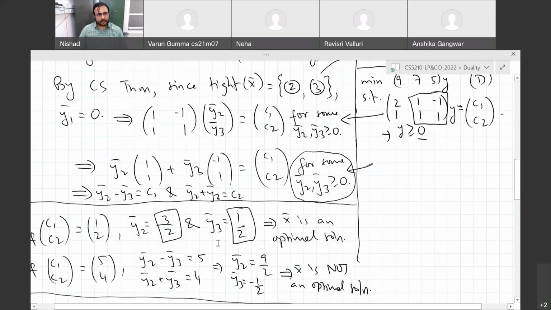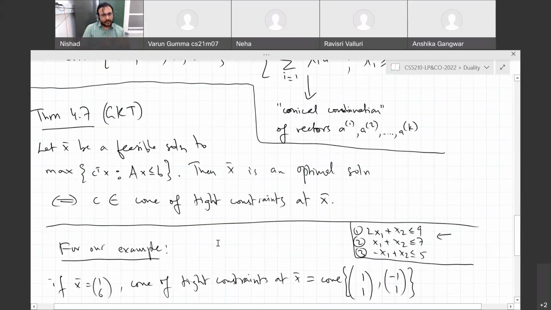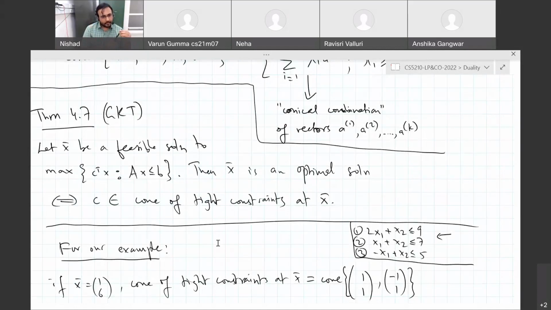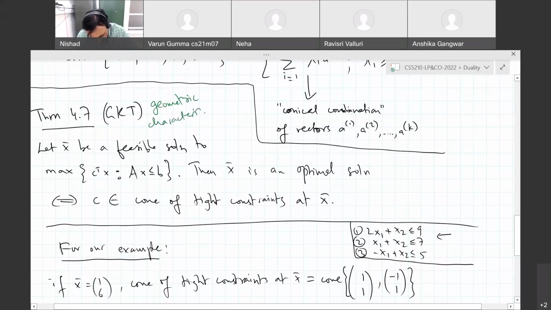Are there any questions or concerns regarding this theorem? So we haven't proved it. We will either prove it in the next lecture or I might just give it to you as a do-it-yourself problem on assignment number 4. It can be proved quite easily using complementary slackness. So this is a geometric characterization of optimality.